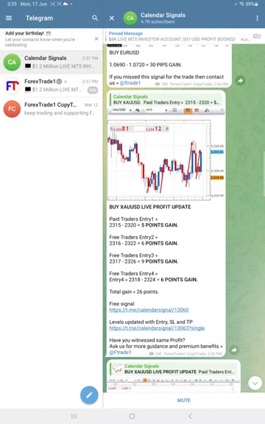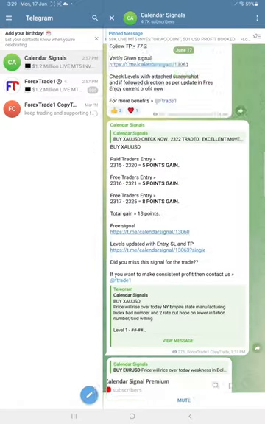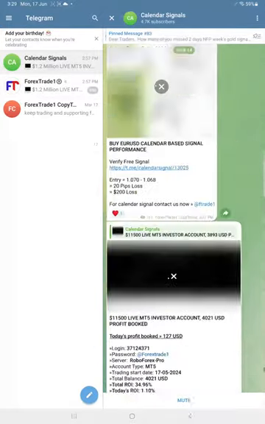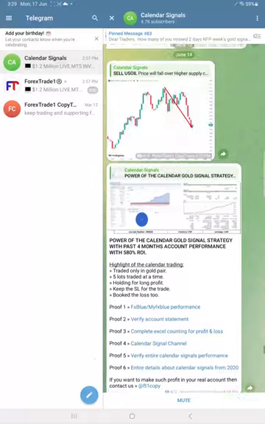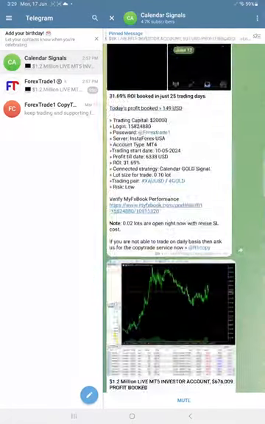If you are following us closely, you would notice that consistently gold is making very big profit every day. If you see the previous day, previous week, all days gold is making very good profit.